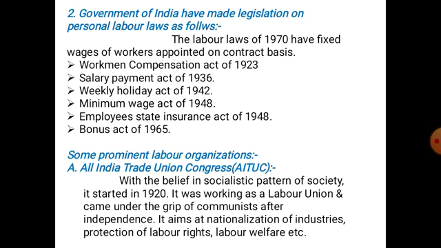Now, to solve the problems of these laborers, give them justice and provide them rights, a few institutions have been established across the country. So let's see some of the prominent labor organizations working for the laborers. Among them, the first one is the All India Trade Union Congress, AITUC. With the belief in the socialist pattern of society, it started in 1920. It worked as a labor union and came under the grip of communists. After independence, its aim is the nationalization of industries, protection of labor rights and labor welfare.